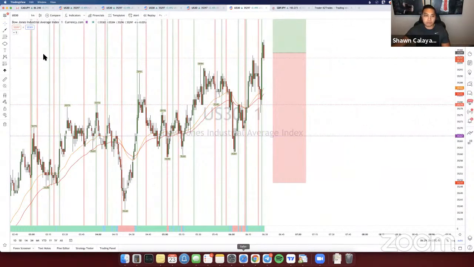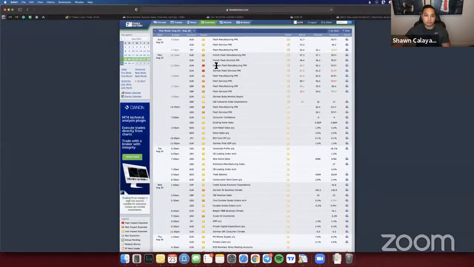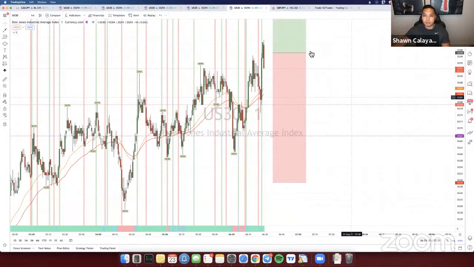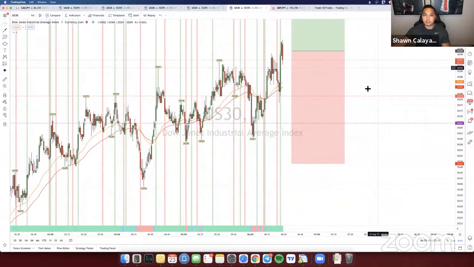Let me check the news as well. I haven't checked the news yet. We also have news this morning at 6:45: flash manufacturing PMI and flash services PMI. So we hopefully don't get caught in any reversals, but we'll try to get in and out rather quickly. We're trying to get in within a few minutes after market open. Market's opening in about 15 seconds. Once it opens, we can determine whether it's going to be a confirmation of a buy or sell.